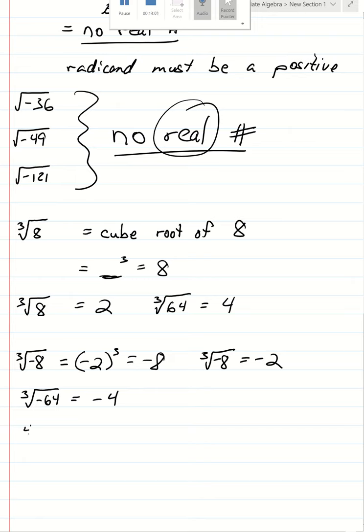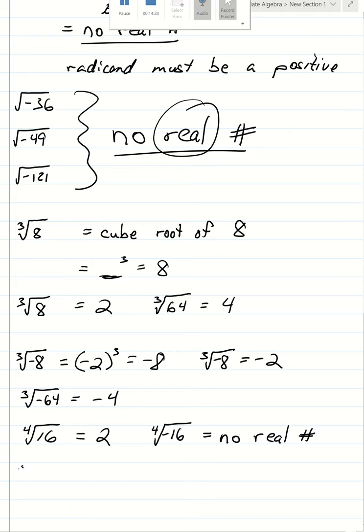I could have, let's say, the fourth root of the number 16. The fourth root of 16 happens to be the number 2. If I was to try to take the fourth root of a negative 16, once again we would have to say no real number.